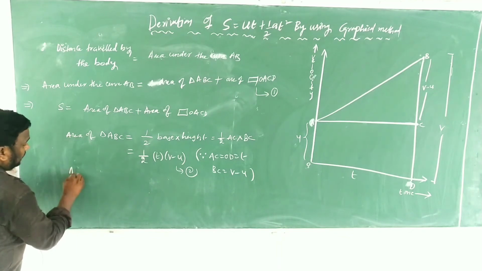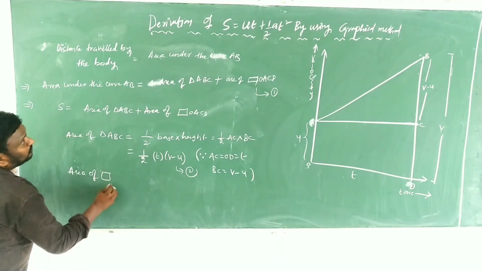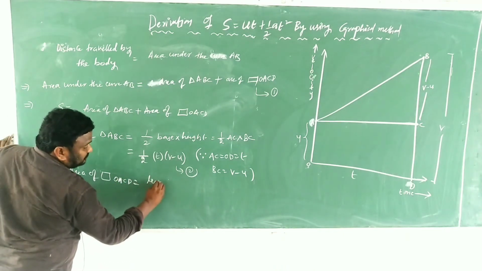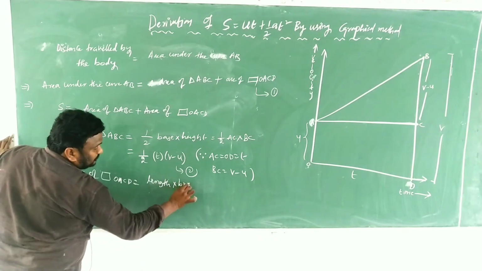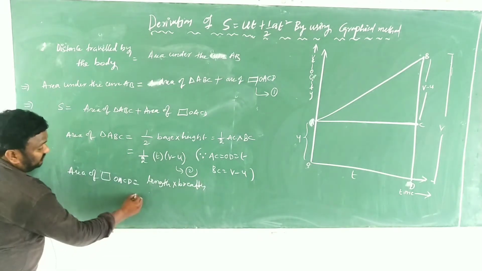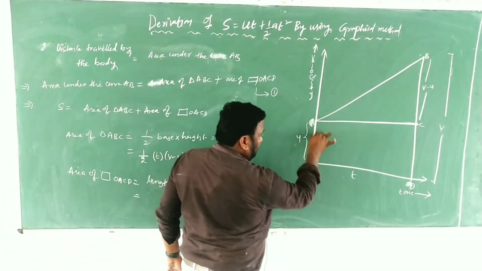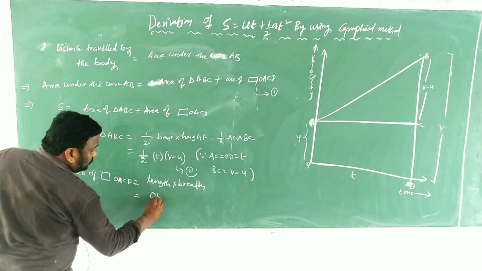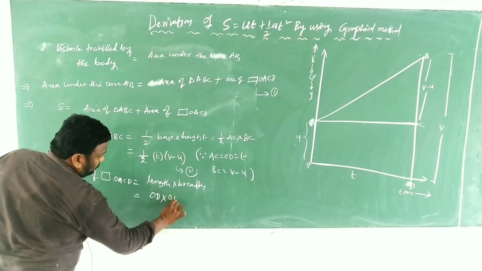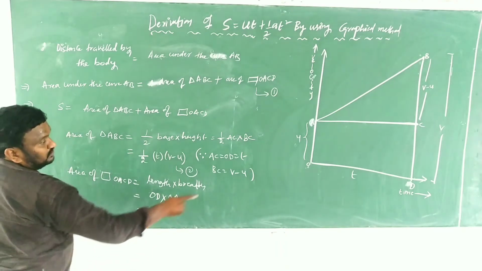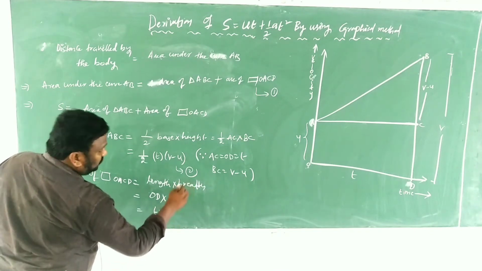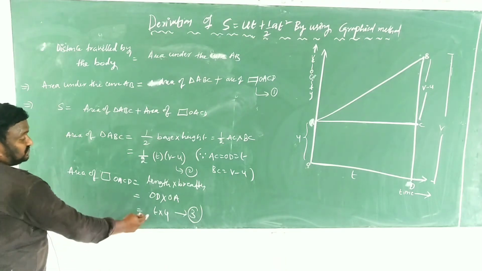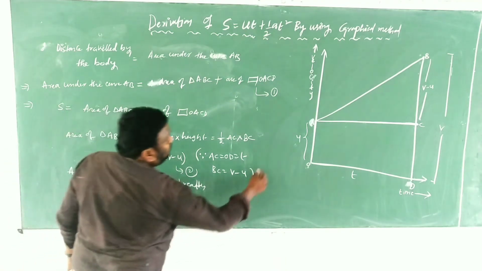And now, area of rectangle OACD, that is what? Length into breadth. What is the length here? OA is breadth. Length is what? OD. OD into OA. So that means what? OD means T. T into OA means U. That is UT, and this is equation number 3. Now substitute equation number 2 and equation number 3. Then how can we write, children?